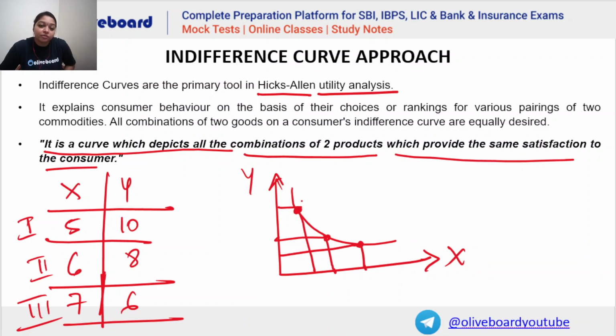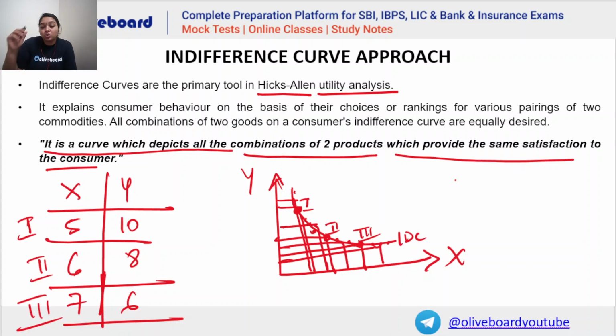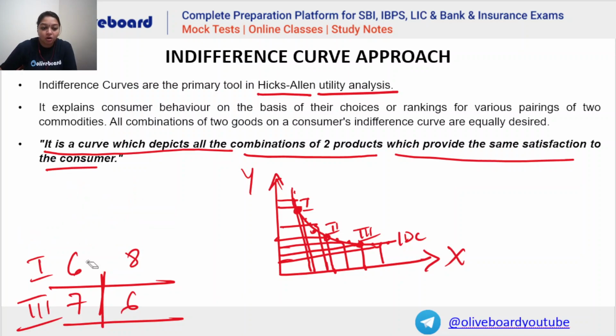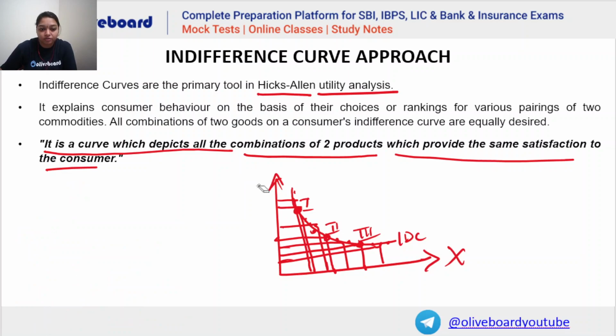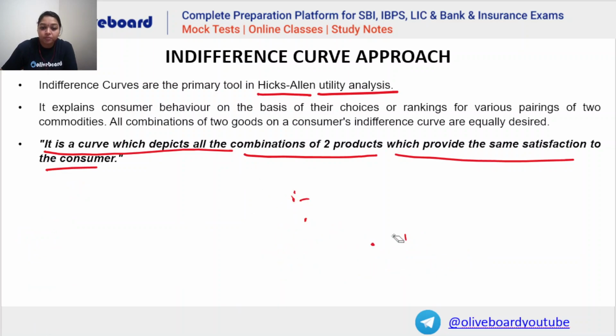But now we are talking only about bundles 1, 2 and 3. Can you see this curve has a lot more other points like this, which I am marking right now? All of them will depict bundles of 2 goods, and they are on the same indifference curve. So each point on the indifference curve will represent a bundle of 2 goods which provides the same level of satisfaction. So that is your indifference curve. I hope it is clear how we got the indifference curve and what it is.